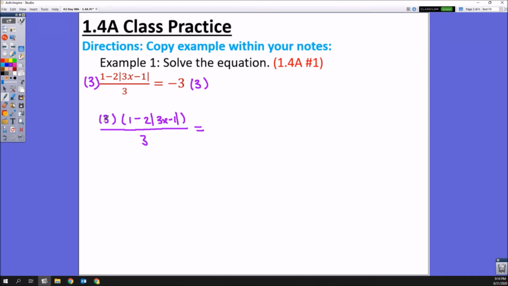And let's simplify the right side. So negative 3 times 3 is negative 9. The one thing I want to illustrate is this 3 in the numerator and the 3 on the bottom. Now you might have heard people say "cancel out." I don't use that term. Cancel out means that it equals 0.